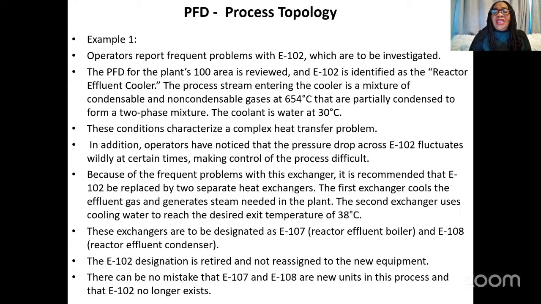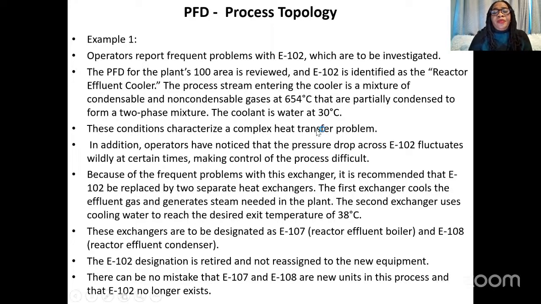Let's look at an example here. We have E102. We had a problem with E102, which is to be investigated. In short, there are problems with that particular equipment. E102, nobody knows what the problem is, but it needs to be investigated. So the PFD for the plant's 100 area is reviewed. That is the step to take.